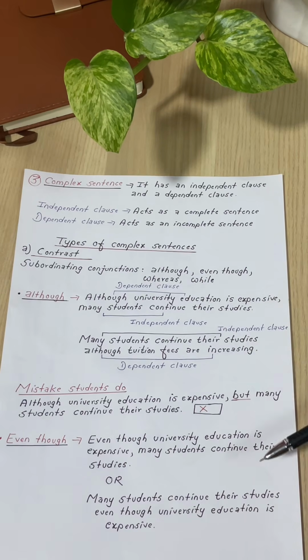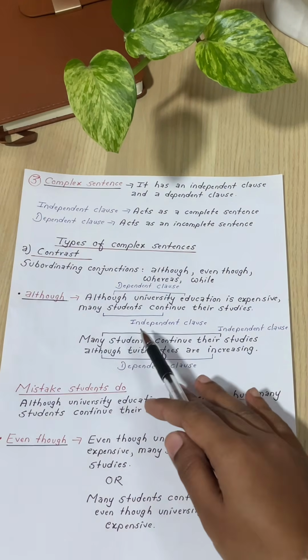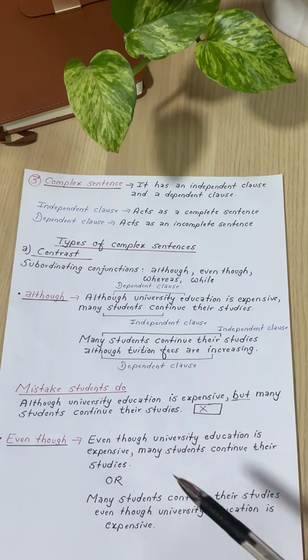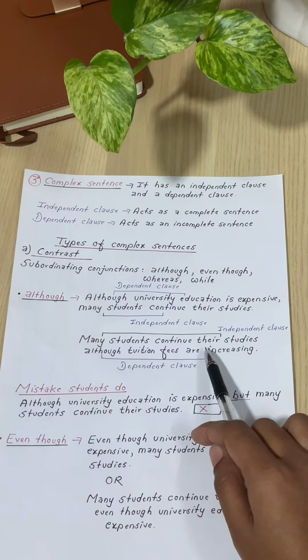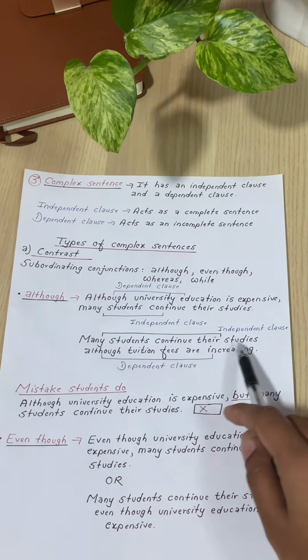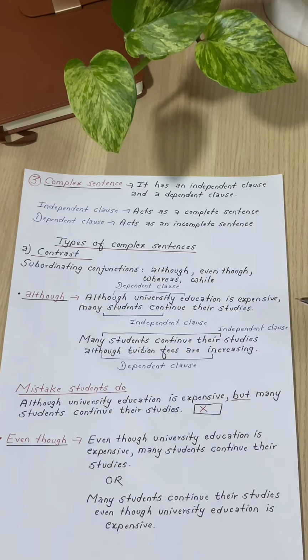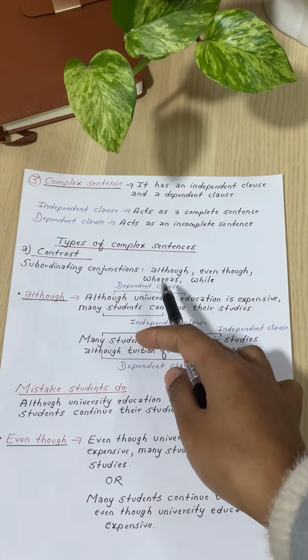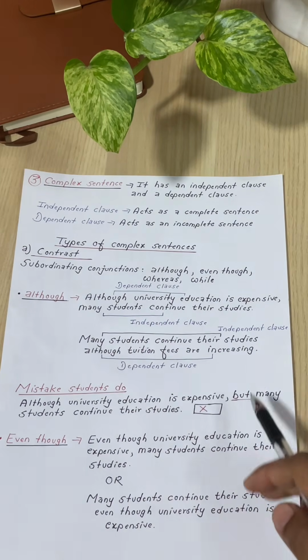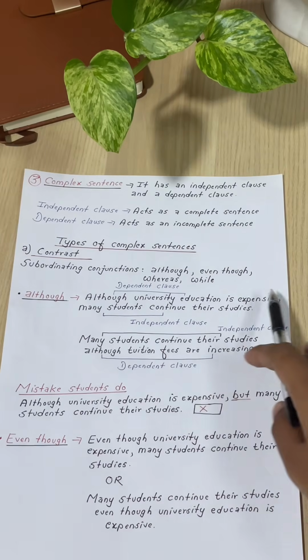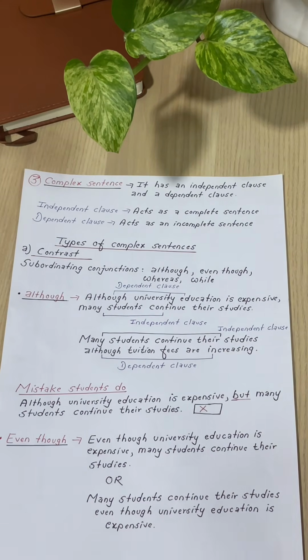You can also write the sentence as many students continue their studies although tuition fees are increasing. Here I have not used any comma, and you should not use any comma. If you write dependent clause at first, it is followed by a comma. But if you write an independent clause first, you don't need a comma.